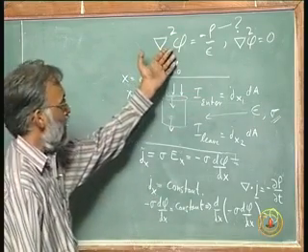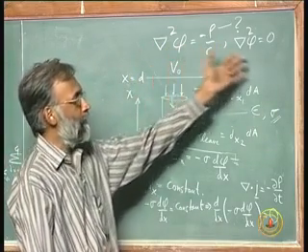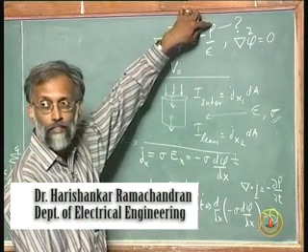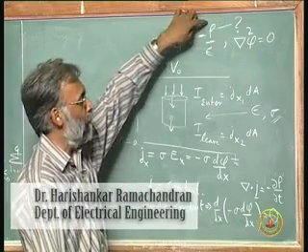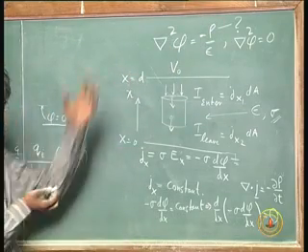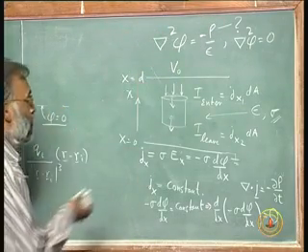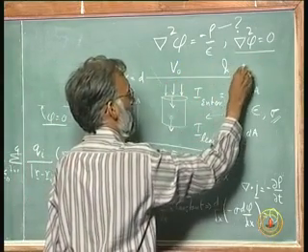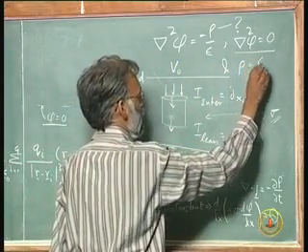Now, as it turns out, these are not independent equations. They can both be true if charge density were 0. And so, in this particular problem, what we are concluding is this equation is true and rho is equal to 0.